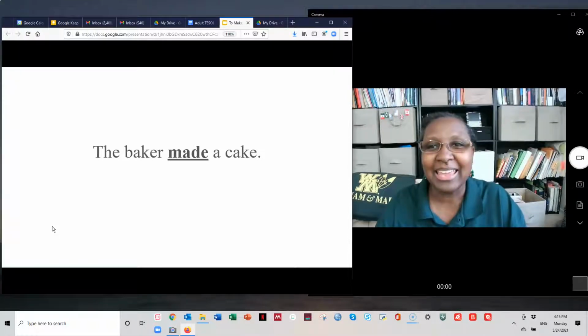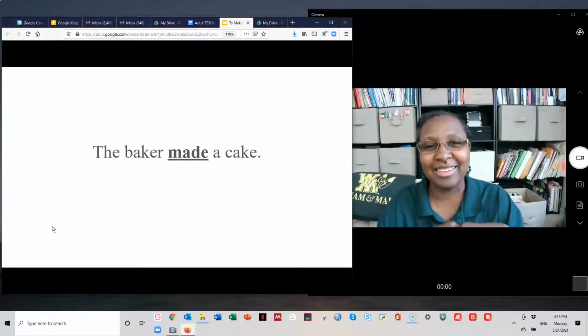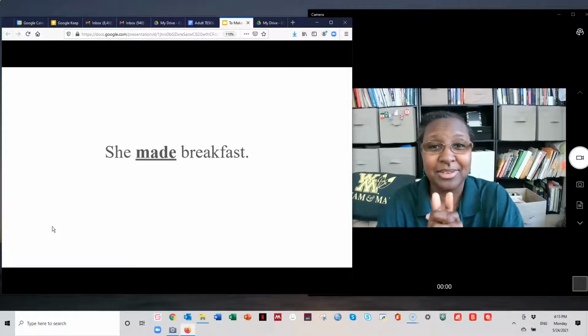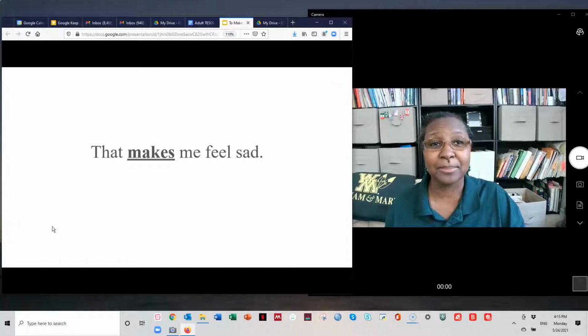The baker made a cake. I would say that baking is an art. Cooking is an art. So if a baker makes a cake, you can understand the idea of creation behind it, creating a cake, to make a cake. She made breakfast. Another example with food. We make breakfast, we make lunch, we make dinner. We don't necessarily do breakfast, we make breakfast. So with meals, you use the word make.